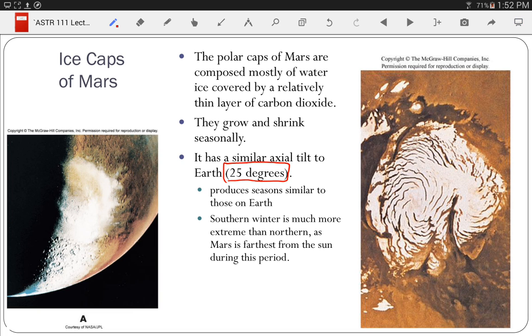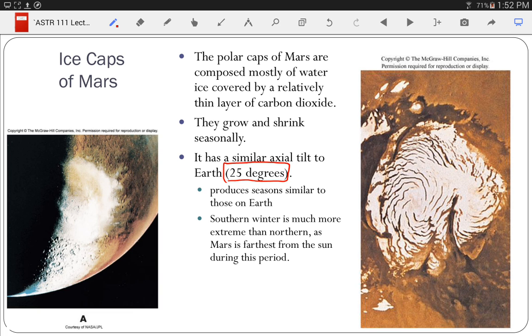We have seasons. When we're tilted toward the sun, that's summer. When we're tilted away from the sun, that's winter. And we have the polar ice caps because you have regions that are in shadow for a stretch of time, so they don't get any solar radiation. It gets colder and colder. So we have the same thing on Mars.